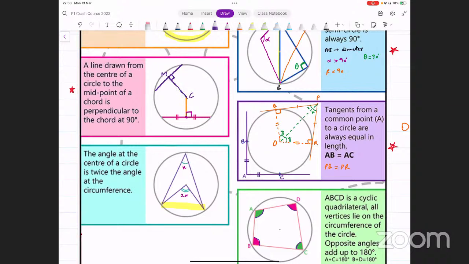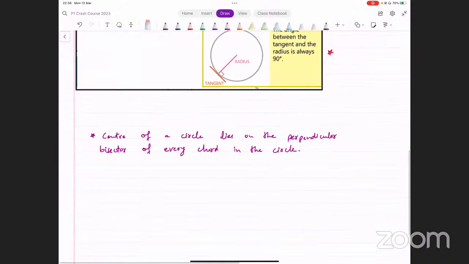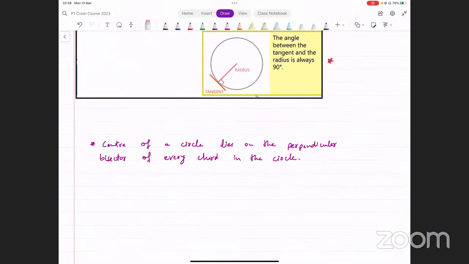MC is the perpendicular bisector of that chord, right? So the perpendicular bisector of that chord passes through the center of the circle. That's an important property. All right. So I've written this here. The center of a circle lies on the perpendicular bisector of every chord in the circle.